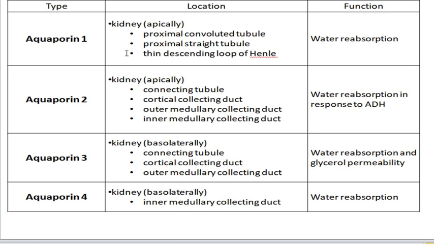And here they have given the location of the aquaporins. Aquaporin 1 is present in the proximal convoluted tubule and the thin descending loop of Henle, whereas aquaporin 2 is present in the connecting tubule, cortical collecting duct, outer medullary collecting duct, and inner medullary collecting duct. Aquaporin 3 is present in the connecting tubule, cortical collecting duct, and outer medullary collecting duct, not in the inner medullary collecting duct. Aquaporin 4 is present in the inner medullary collecting duct.